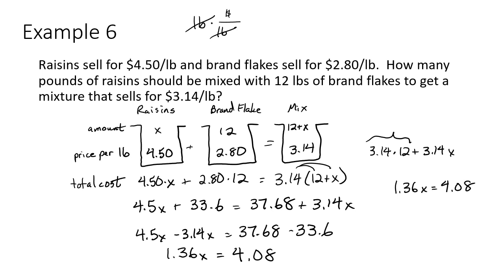And last but not least, in order to solve for x, I just need to divide that coefficient across to the other side. And I get 4.08 divided by 1.36, which happens to work out nicely in this case. That's not always going to happen, but it happens to give us exactly 3 pounds.